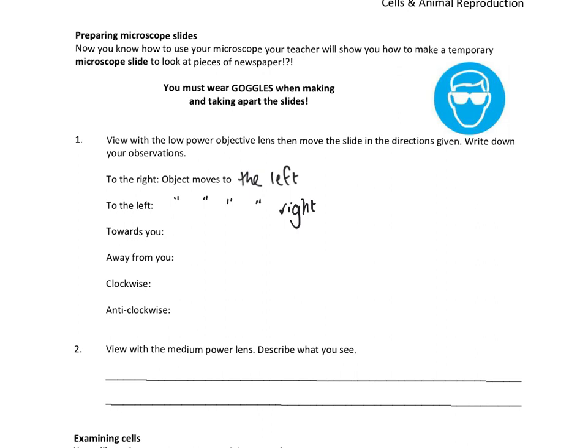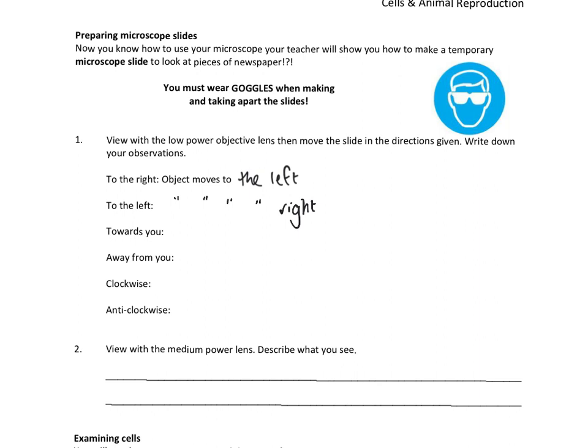Maybe you could write them in and fill in your own notes. So object moves to the right, but that's what those little dashes mean, just the same word as above. We maybe talked in the video about the next bit about moving it up and down. So if you remember, when we moved the slide up, the image moved down. When we moved the slide down, the image moved up.